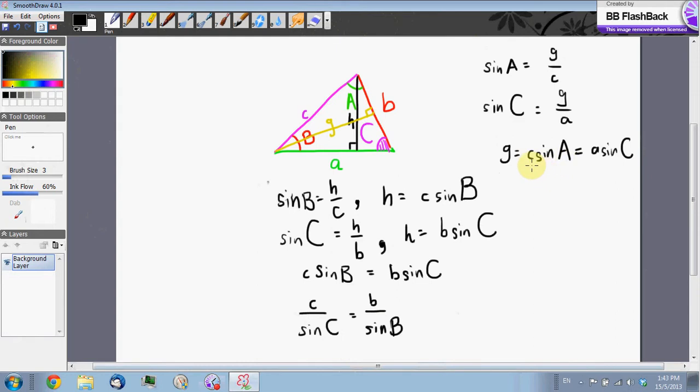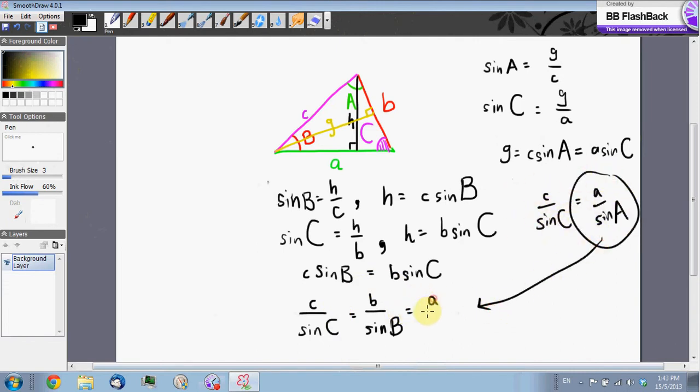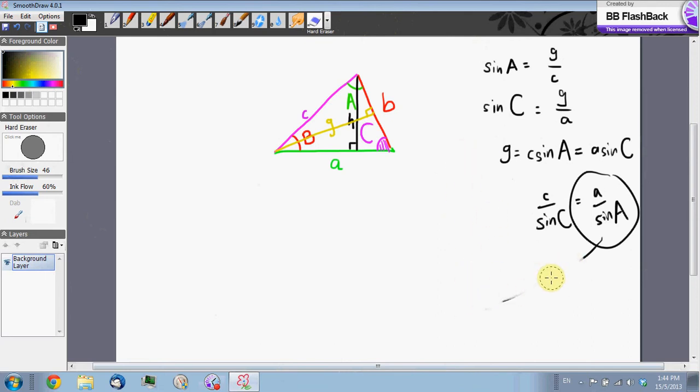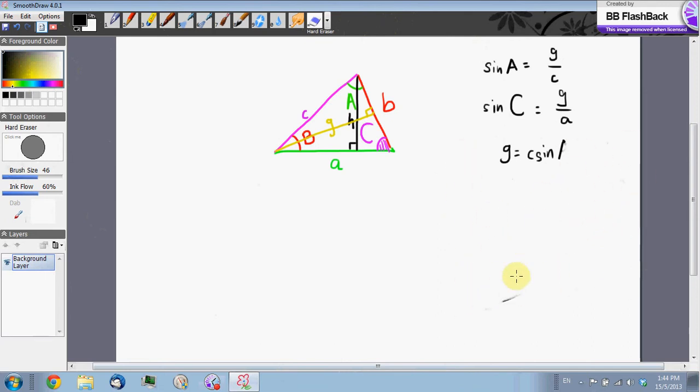So same thing, using this part, we can shift it around and get C over sine C is equal to A over sine A. And since C over sine C is the same as this, you can just bring this down here, and it's A over sine A. So this is the proof for the sine rule. For the cosine rule, it's a little more complicated, but it still is very understandable.